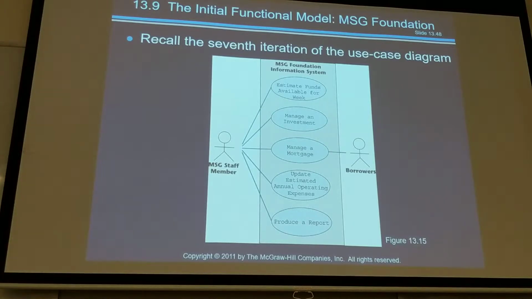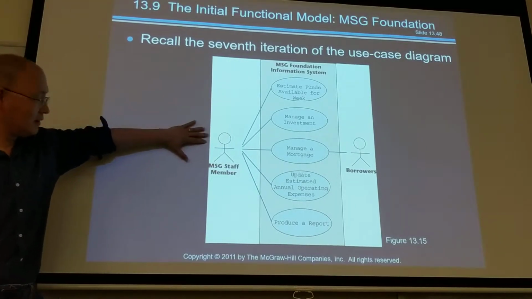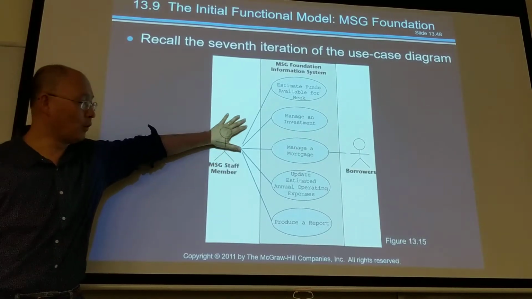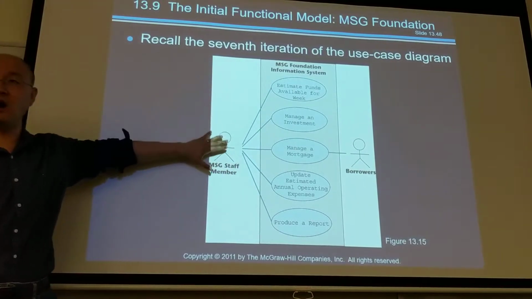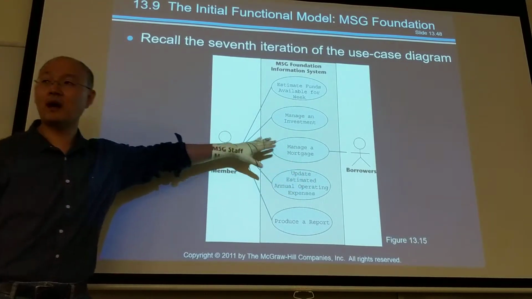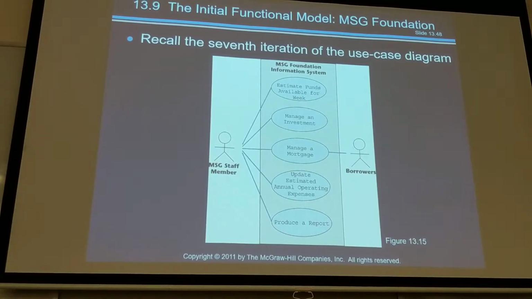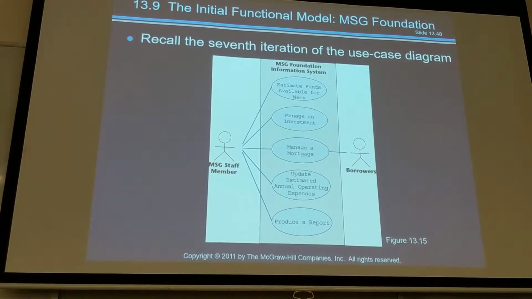What does this picture, this use case diagram, tell you here? A staff member can do more things than a borrower. Oh yeah, that's definitely true. This user is participating in all use cases, and the borrower is only participating in one use case. That's true. What can you tell from this diagram? How should you read this diagram?